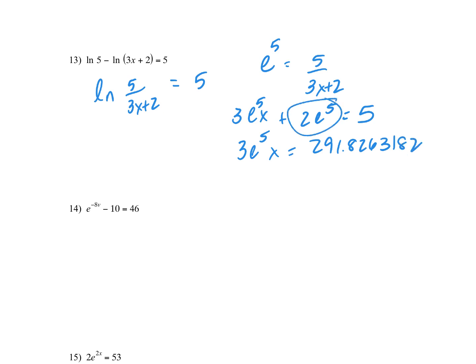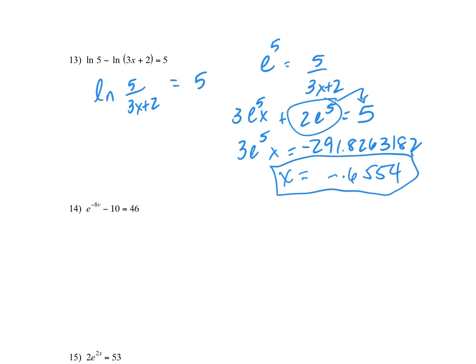291.8263182, because you're going to subtract that ugly number from the 5, and it's going to be a negative. And then you're going to divide by 3e to the 5 to get your final answer. So x is equal to negative 0.6554.